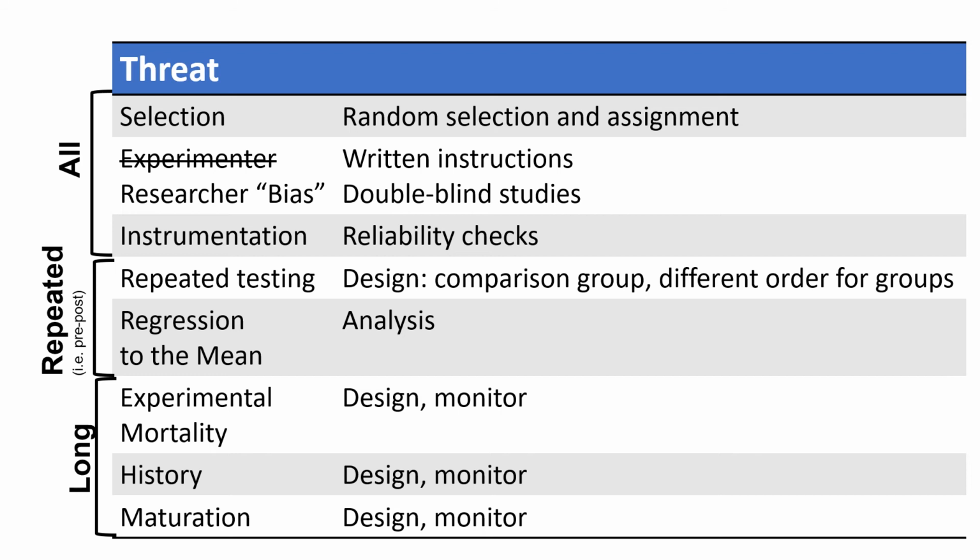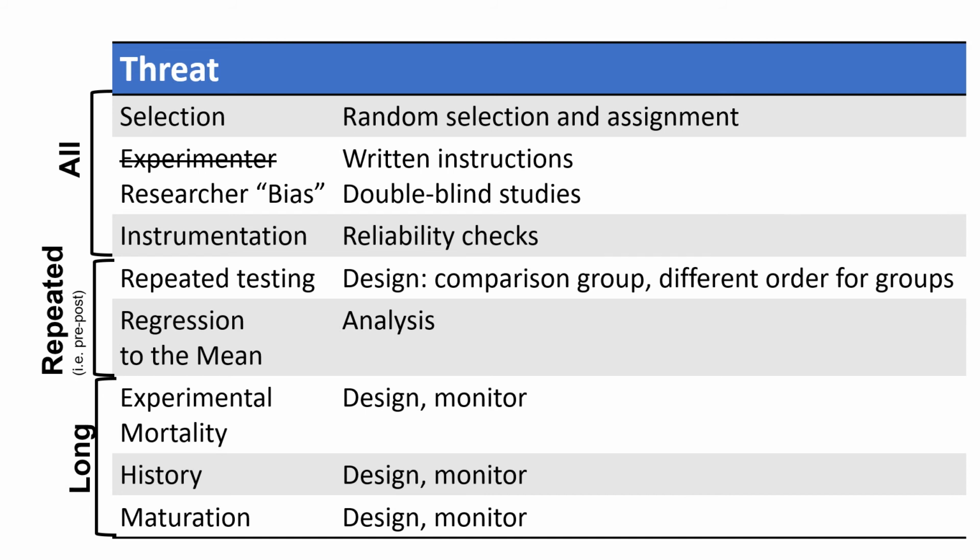In the case of the threats that are unique to particular designs, researchers can use procedures to control for the threats or use a different design. For example, random selection and random assignment control for selection threats. Written instructions and double-blind studies control for researcher bias, and reliability checks help avoid instrumentation threats.